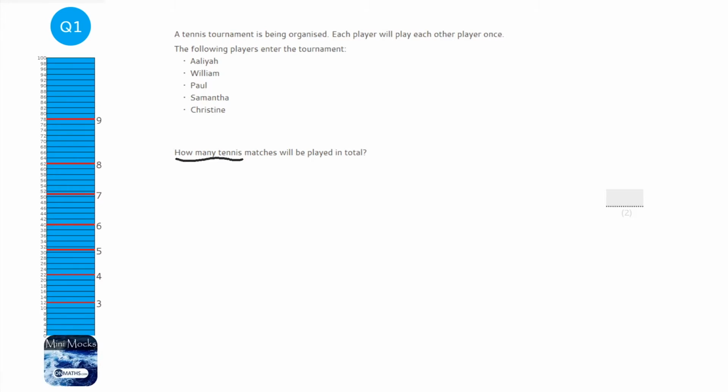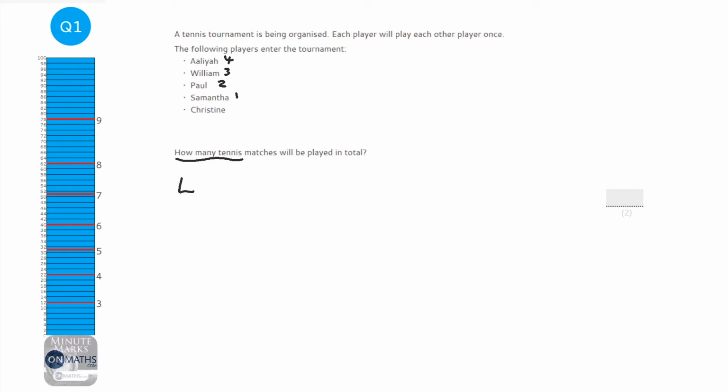So let's start off with Elia. Elia has 4 people that they're going to play against: William, Paul, Samantha and Christine. William, well, we've already counted Elia's match with William, so William only has 3 left that he can play. Then Paul, we've already counted his match with the other 2, so he's only going to play Samantha and Christine, other than his matches we've already counted. Samantha's only got Christine left to play after we counted all the other matches. And Christine's matches have already been counted so far.